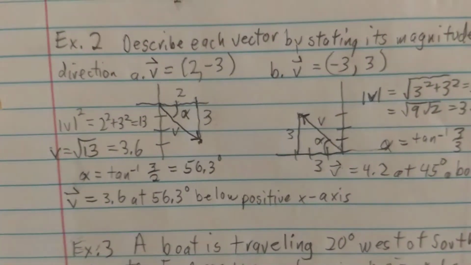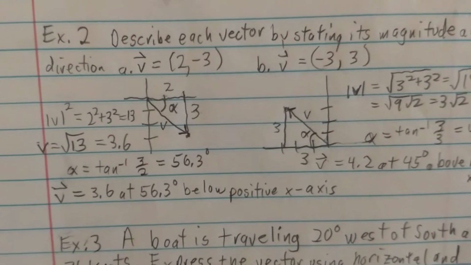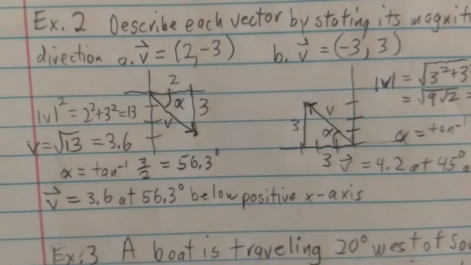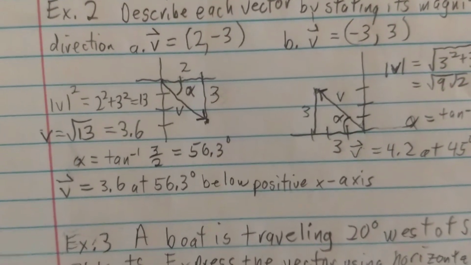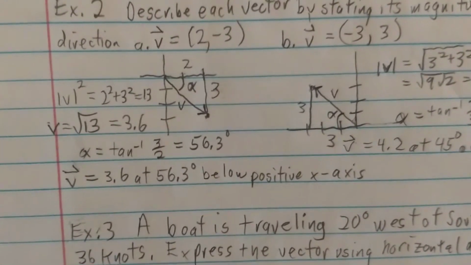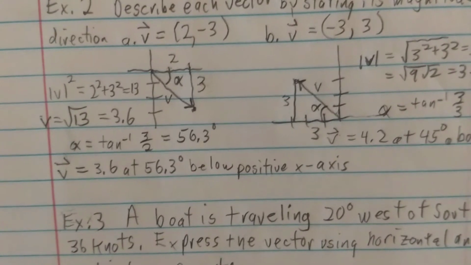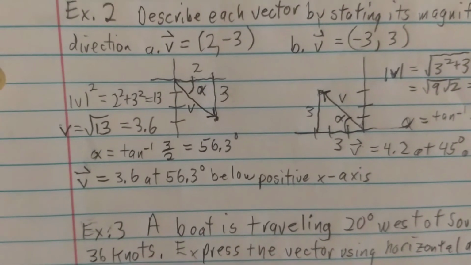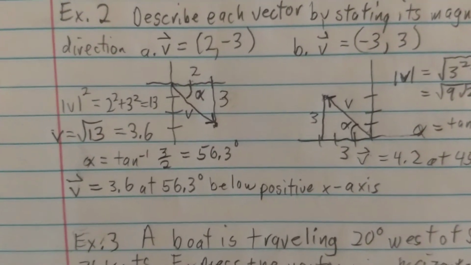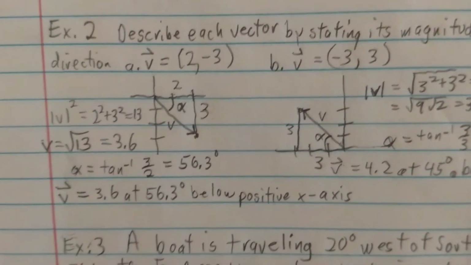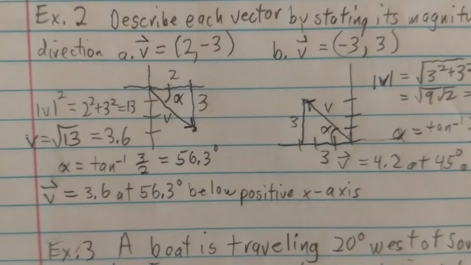Now to get the direction, we can always just take the inverse tangent of the y over the x, and we'll account for the signs in another way. So alpha, the direction part of the vector, will be inverse tangent of 3 over 2, which is 56.3. Now the way that we put that all together is we say that vector has a magnitude of 3.6 at 56.3 degrees below the positive x-axis, and that's how we account for it going down.